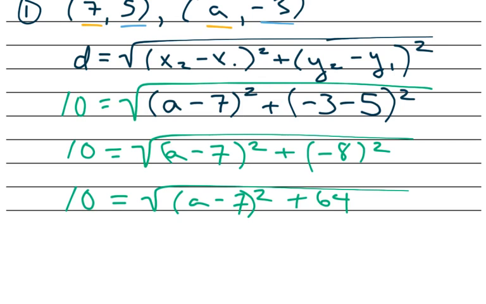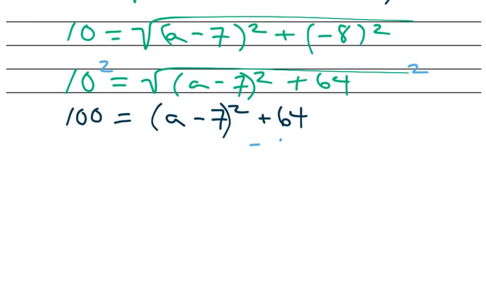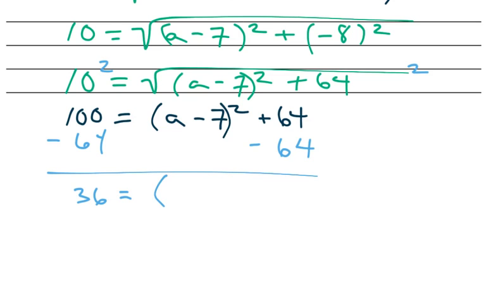I'd have to take care of the inverse operation by squaring my entire radical and squaring 10. Left side becomes 100 is equal to, the square root's now gone away, so I'll write a minus 7 squared plus 64. Okay, now I'm liking the way these positive numbers are working out. Now when I subtract 64, it's looking like I'm going to get a nice number that I can square root, like 36. And that's going to be equal to a minus 7.